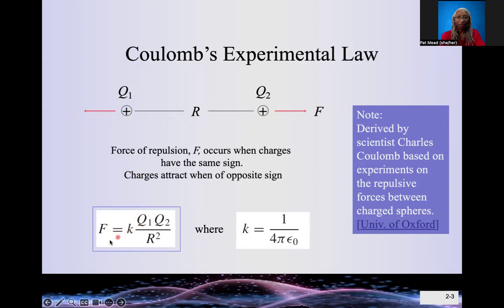This is the equation that was observed by Coulomb: the force would be proportional to the magnitude of the two charges, inversely proportional to the square of the distance between the two charges, and proportional to some constant K, where K turns out to be 1 over 4 pi epsilon naught. So we've been able to determine an actual value for K.